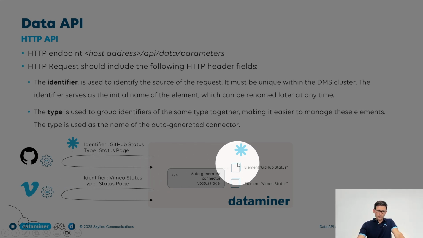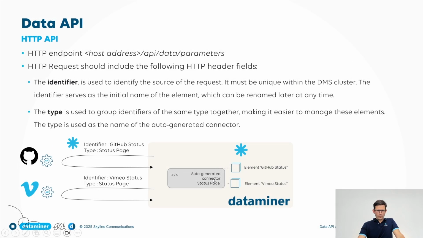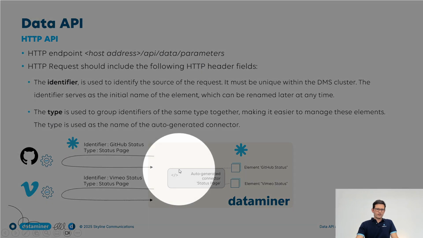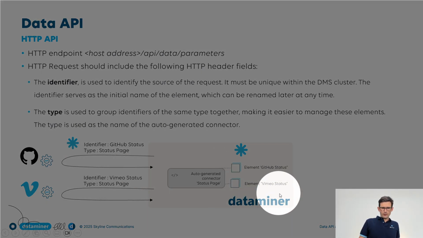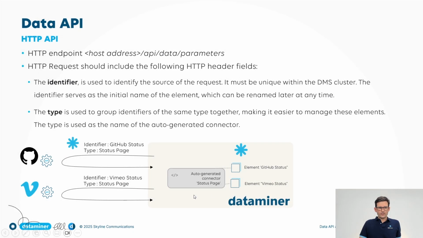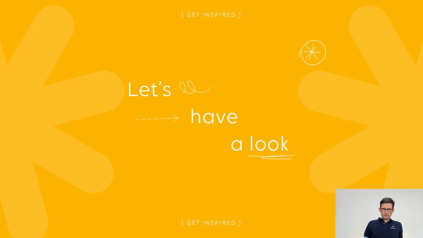In the backend, we will create an auto-generated connector of that type, and you see that the type is the same. So we have a type status page and another type status page. So they will have the same connector, and then there will be an element called GitHub status, which will reflect the status of GitHub, and there will be an element Vimeo status, which will reflect the status of Vimeo. Let's have a look in real time how it looks in the DataMiner system.